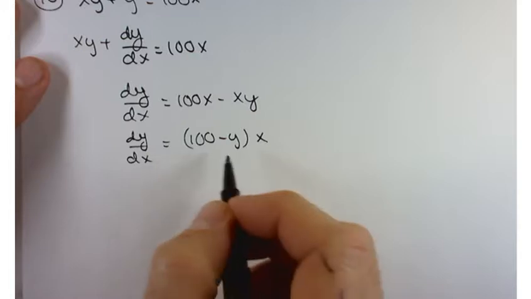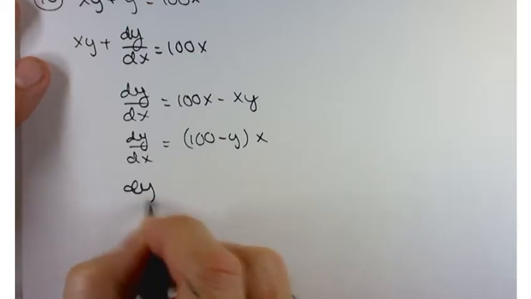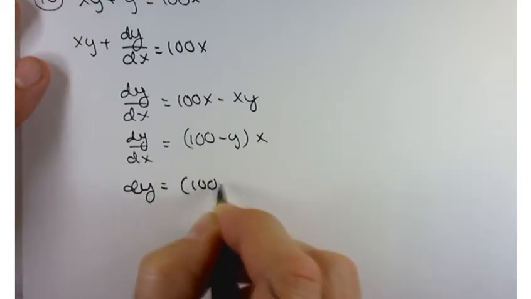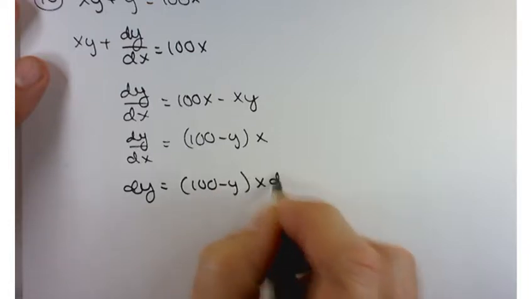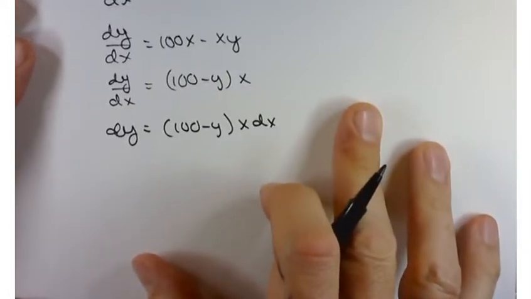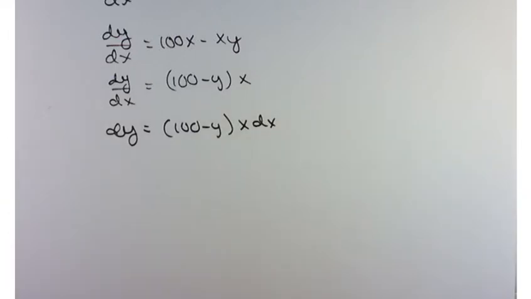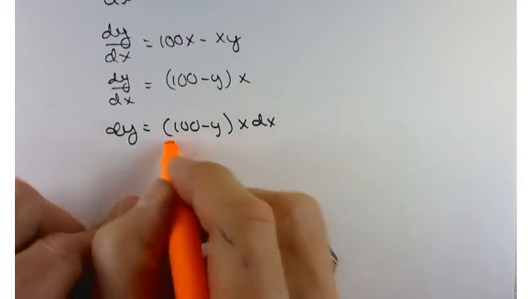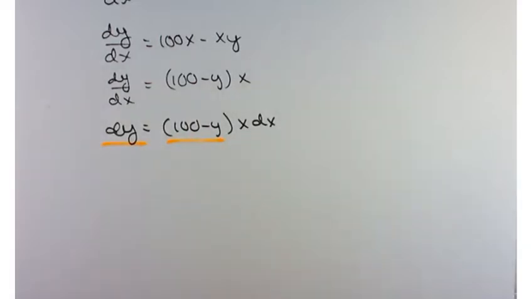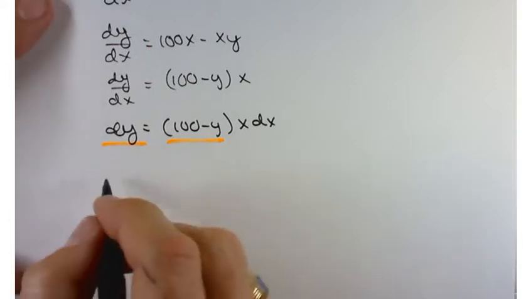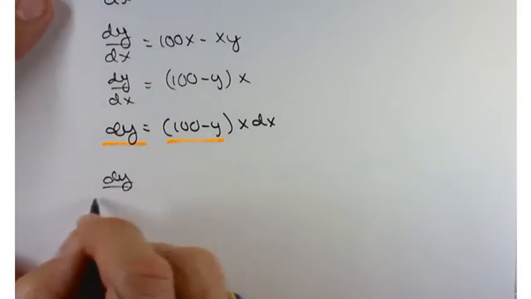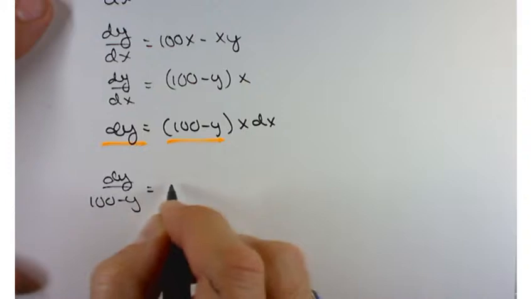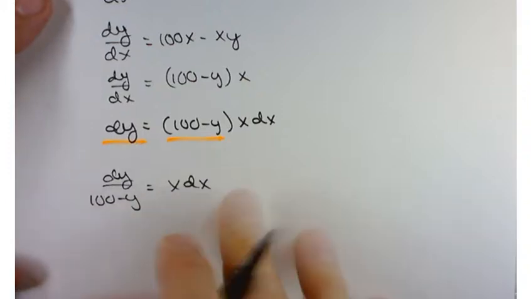I'm not sure, I divide by x. All right, let's multiply by dx. x dx. And we're getting closer. We still don't have x's and y's separate yet, though. So to get rid of the y from the right-hand side, you can divide both sides by 100 minus y. So that'll give you dy over 100 minus y equals x dx.